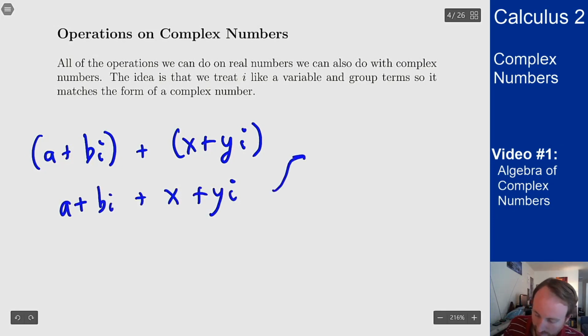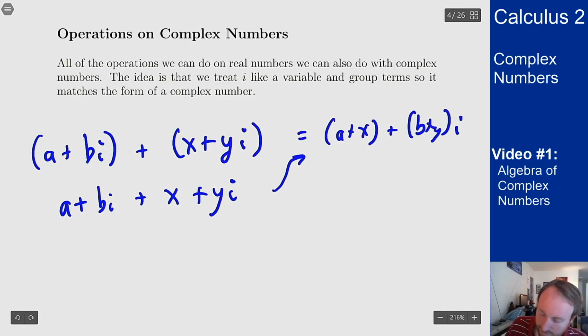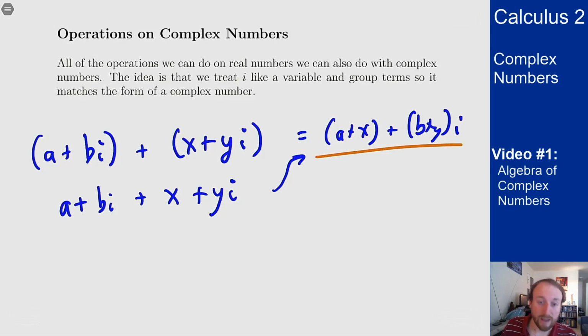And if I do that, I will get a plus x, which are the terms that don't have i on them, plus (b plus y) times i. And so that's how you add complex numbers. You basically just add the real parts, add the imaginary parts, that gives you your new sum.